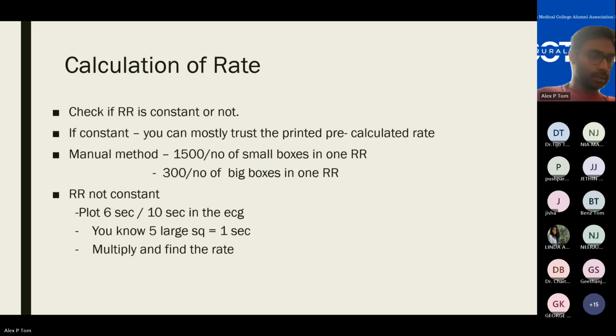And then the trouble comes when the RR is not constant. When you have a patient with an arrhythmia, when the RR interval is not constant, that's when the trouble comes. So what is heart rate? Heart rate is the number of beats per minute. That's the basic funda of it. And each beat, each ventricular contraction, or each ventricular depolarization, is shown by a QRS complex.